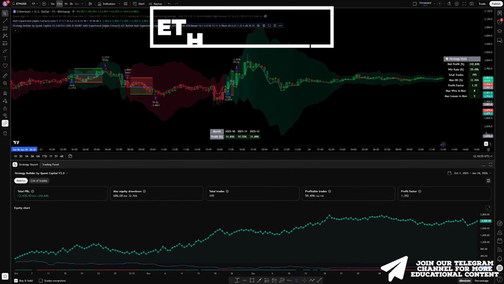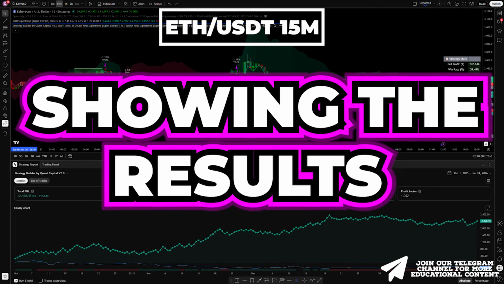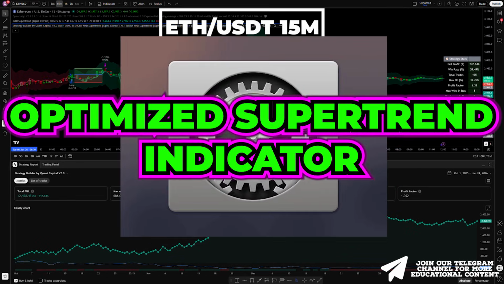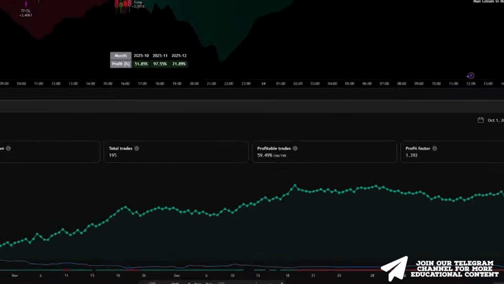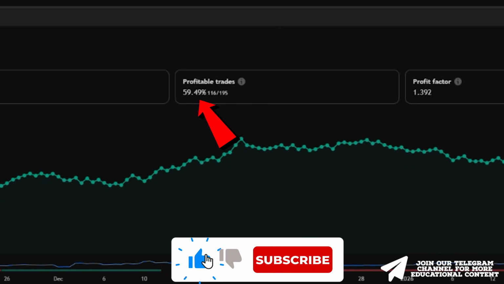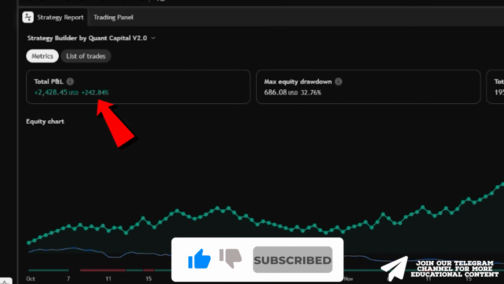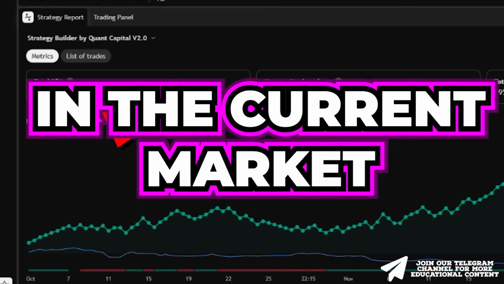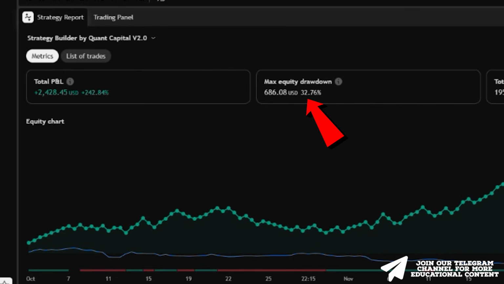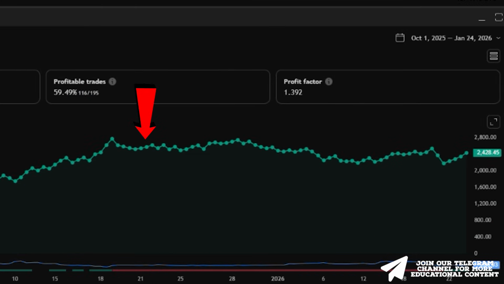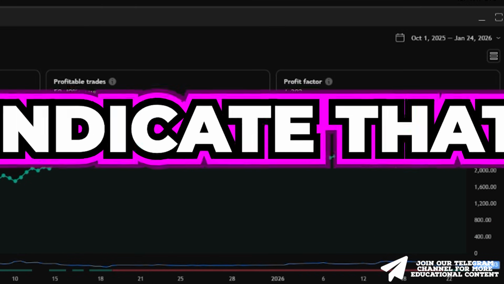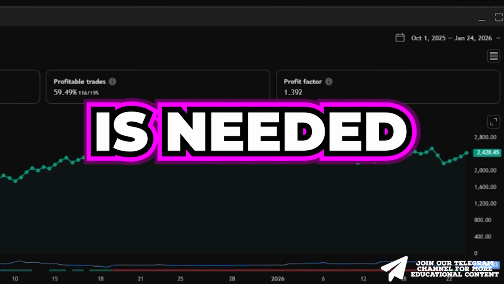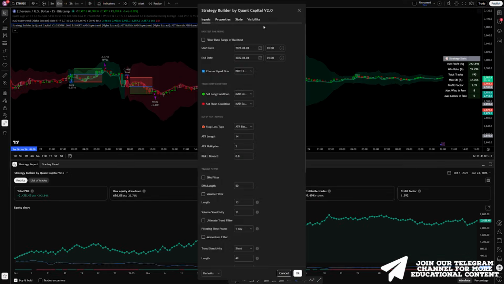So, here's the 15-minute time frame, showing the results using only the optimized SuperTrend indicator. And we can see a pretty good win rate of nearly 60%, along with a great net profit figure of 242%, particularly in the current market. However, the high maximum drawdown of 33% and a weak segment of the equity curve here indicate that further improvement is needed. With that, go to the Builder settings.